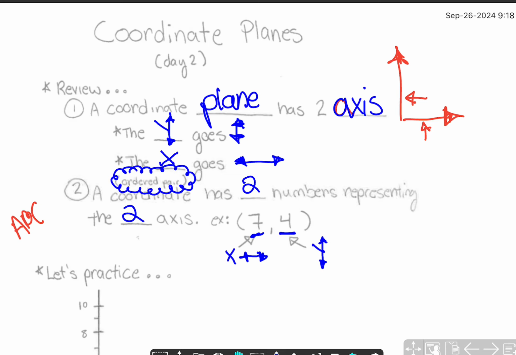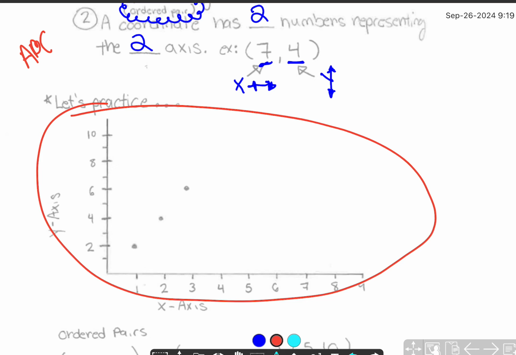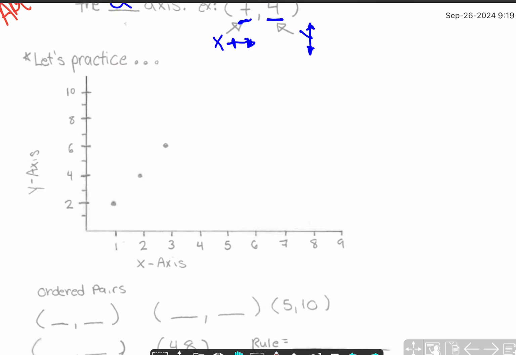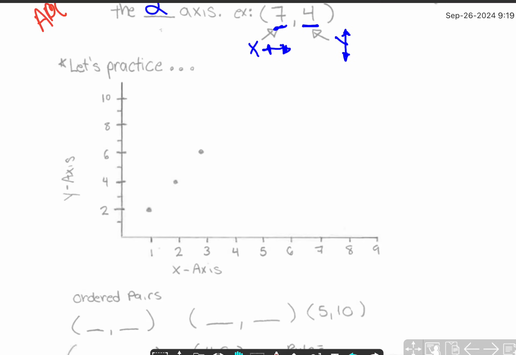What we are going to do is practice using these points. We're going to focus on this table, and we are also going to practice plotting these points at the end. And then finally, we're going to come up with a rule that describes the x and y-axis numbers. So let's start by telling where these points are.